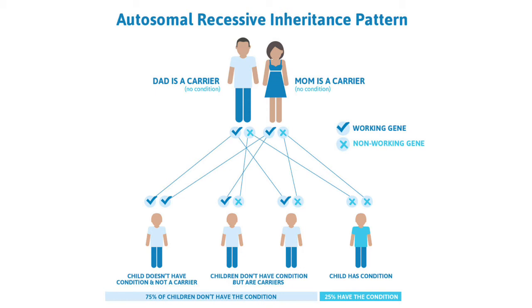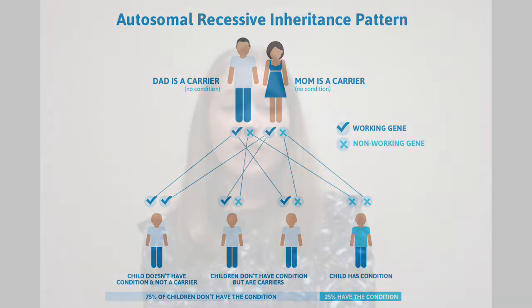Since there are 4 possibilities, this means that there's a 25% chance with each pregnancy that the carrier couple would have a child who is affected with the particular recessive condition associated with variations in that gene. It's important to note that the chance of having an affected child when a couple is a carrier for the same condition is not 100%. That's a common misconception.